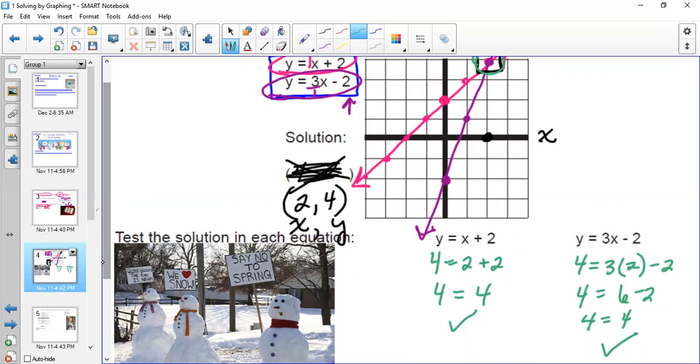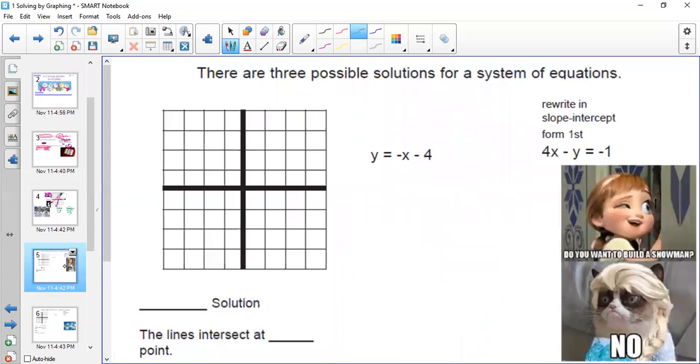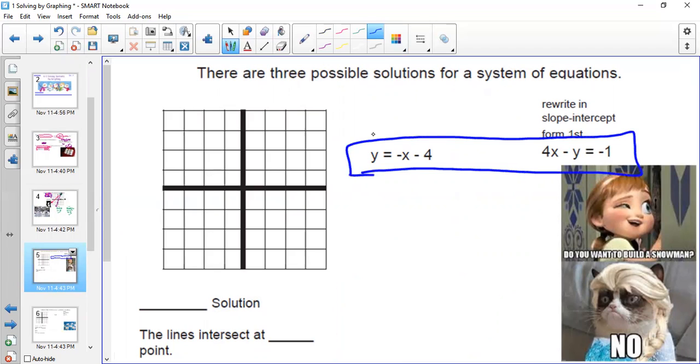Okay, so let's practice a few more now that we kind of understand the process. Okay, we've got our system here. I'm going to graph the first one, this one, in blue. So I'm going to go down 4 to start. My slope is -1, so I should go down and to the right. Well, that goes off my graph. So I need to do the opposite now and go up and left. Again, try to get as many points as you can, preferably on the graph.